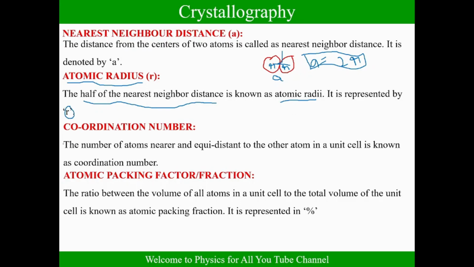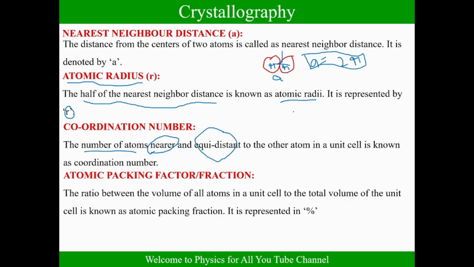Now coming to the third definition, coordination number. As per the definition, we have to check two conditions. The first condition is nearer, and the second condition is equidistant. The number of atoms nearer and equidistant to an atom in a unit cell is known as the coordination number.